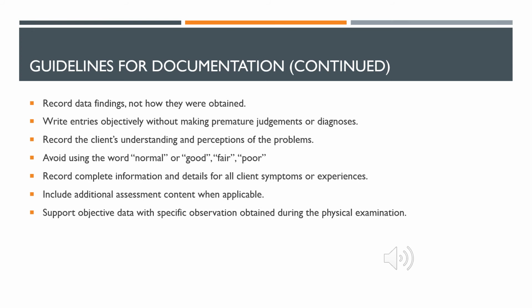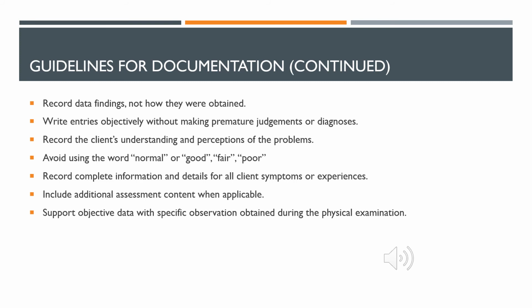You want to avoid recording the word normal for normal findings. We'll go over this over and over. So you would never write liver palpation normal. Instead, you would document no tenderness on palpation. You also want to avoid using terms such as good, fair, poor, sometimes. Instead, you want to be very specific and qualify or quantify things as possible.